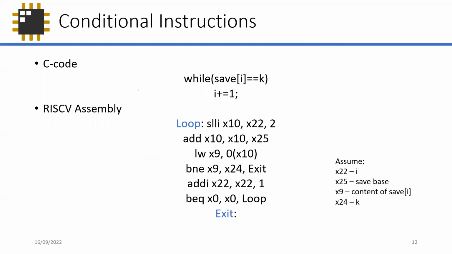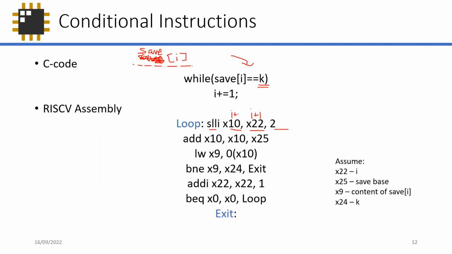So here's a more sophisticated example. Let's say we're in a loop, while save i, so we're scanning through some save value in the memory. We're trying to scan throughout the entire save memory, and if save i is always equal to k, we keep scanning and scanning. But if there's a difference between save i and k, we get out of the loop, right? So it's simple. This is shift left logical x10, x22, and 2, meaning this x10 here is the i that you're using, and then x22 here is the i plus 1.